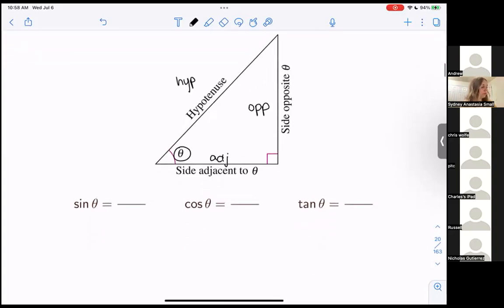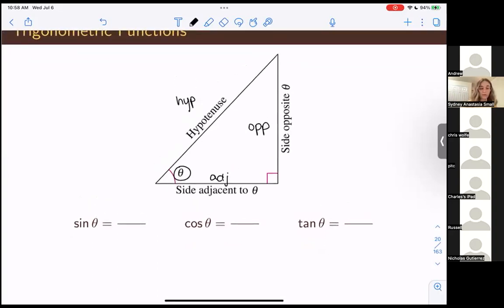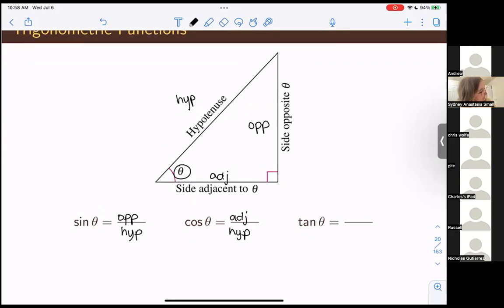Okay, so the trig functions that we'll use most commonly are sine, cosine, and tangent. To find the sine of our angle theta, we just take the length of the opposite side divided by the length of the hypotenuse. To find cosine, we take the length of the side adjacent to theta over the hypotenuse. And to find the tangent of theta, we take the length of the side opposite of theta over the length of the side adjacent to theta.